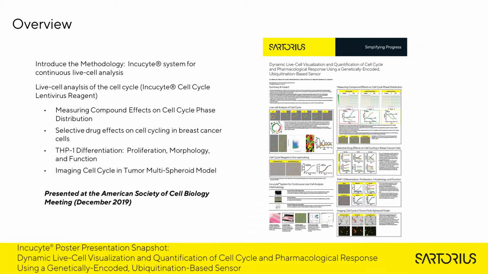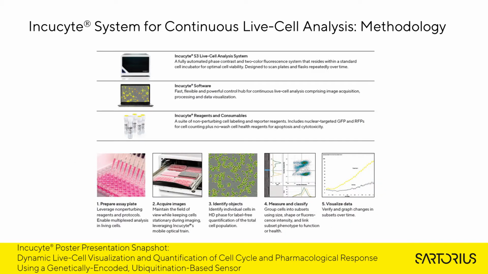All of the data presented in this poster involve the use of the Incucyte system for continuous live cell analysis. Using this instrument, researchers may conduct real-time measurements from inside their own incubator. Along with the instrument, the Incucyte software offers fast, flexible, and powerful tools for analysis. The Incucyte reagents and consumables are also offered at Sartorius, and today we'll be describing a genetically encoded cell cycle sensor using a Lentivirus vector.